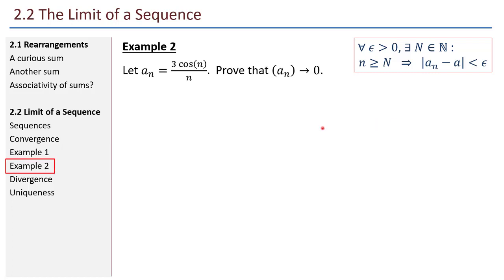Here's another example. In this case, the terms of our sequence are defined. A sub n is 3 cosine n over n. Let's prove that this sequence has a limit of 0. It converges to 0. And maybe you can see that this ought to make sense anyway.